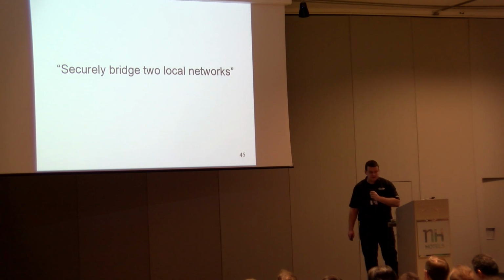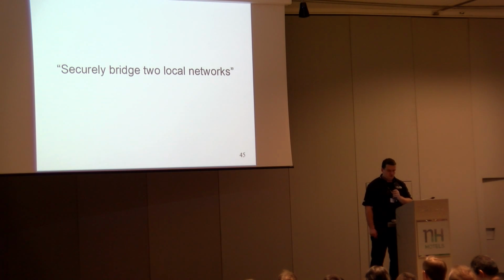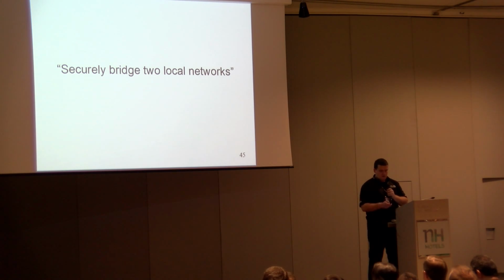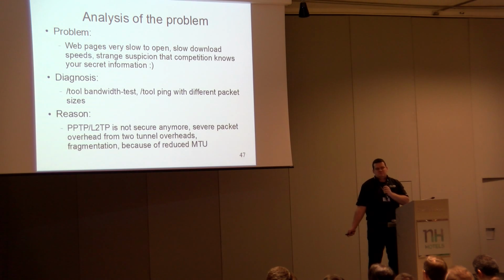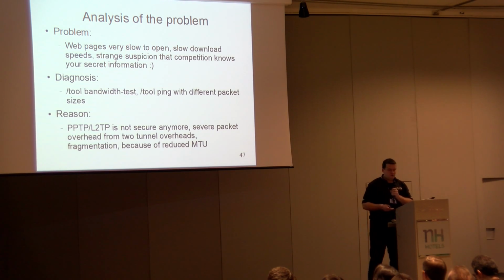And the next thing, setup. I want to securely bridge my two networks, two offices. So what I do, I create a PPTP or L2TP tunnel, and I run an Ethernet over IP tunnel inside it. So what is the problem? Web pages, very slow download speeds, and a very strange suspicion that our competition knows your secrets. You can check that with the bandwidth test tool. You can check that with the ping tool and try different packet sizes without fragmenting.